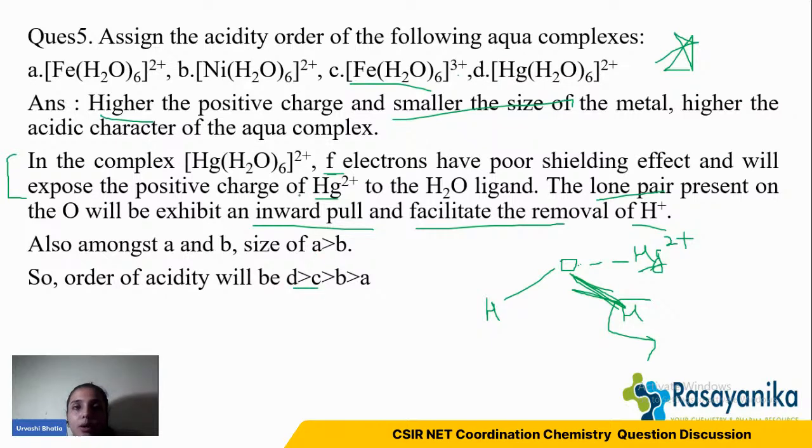And now if we talk about the A and B, moving from left to right in a period. So this is iron and this is nickel. So the size is decreasing, right? Now we have seen here that the smaller the size of the metal, the higher the acidic character. So nickel will have more acidic character as compared to iron, right? That is why this trend is seen. BC, BA. This is the order of the acidity. Okay. So yeah, this is enough for this one.